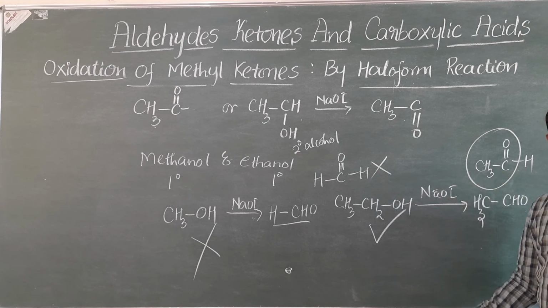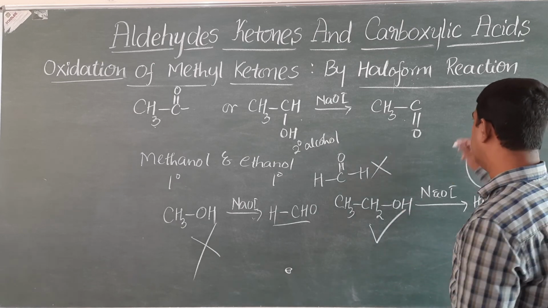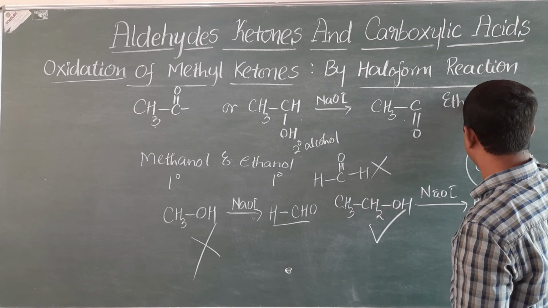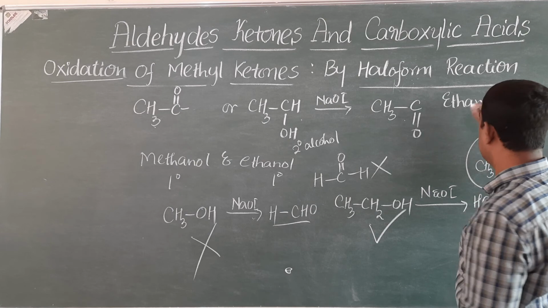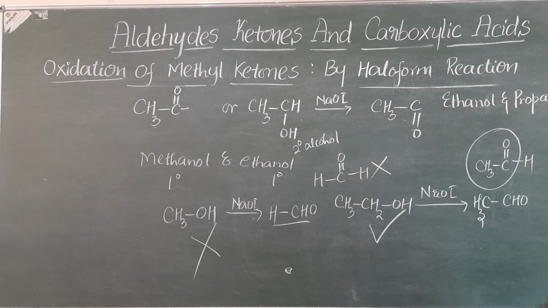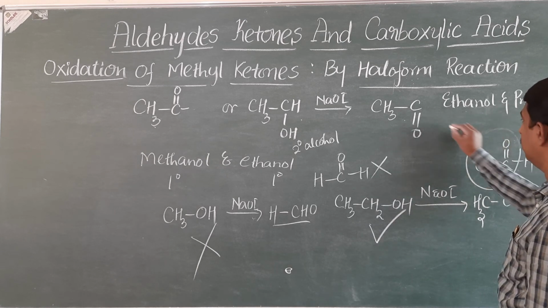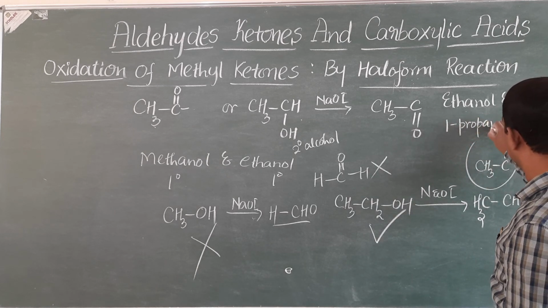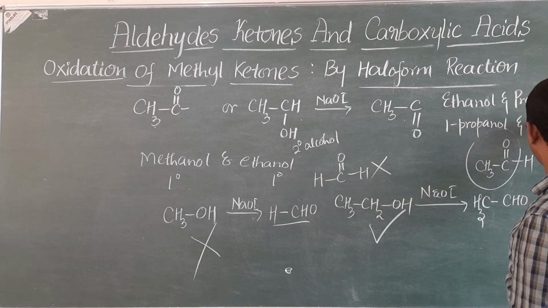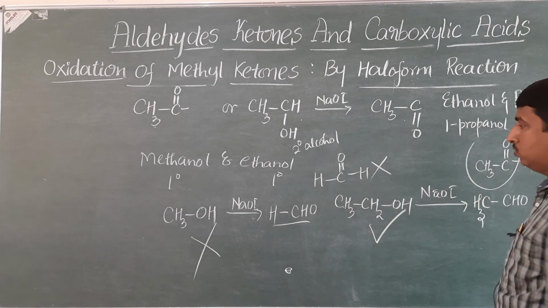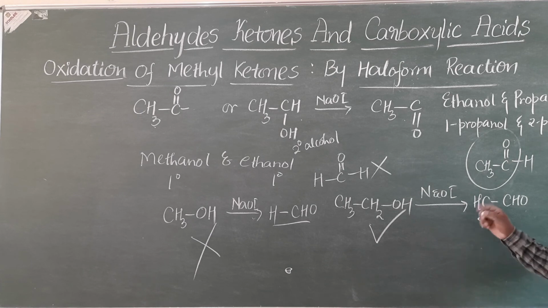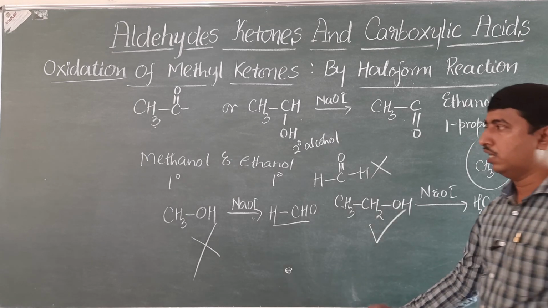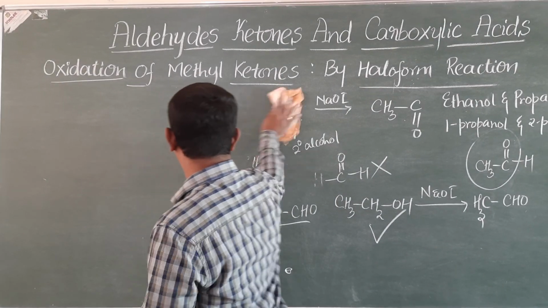So methanol and ethanol can be distinguished by using the iodoform test, and also we can distinguish ethanol and propanol. So this pair of compounds can also be distinguished by using the iodoform reaction. One more example, 1-propanol and 2-propanol. So ethanol and methanol, ethanol and propanol, 1-propanol and 2-propanol, these pairs of compounds can also be distinguished by using what? By using the haloform reaction.